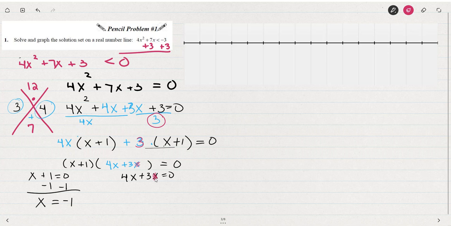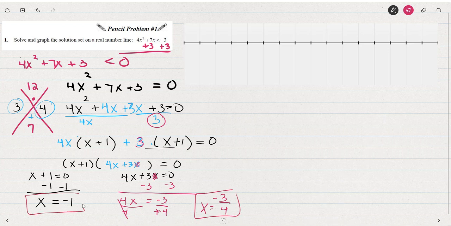equal to 0. And when I set 4x plus 3 to 0, I can solve that by subtracting 3 from both sides. And then I get 4x equals negative 3. Dividing both sides by 4, we'd get x equals negative 3 fourths. So we have, for our related equation, two solutions: x equals negative 1, x equals negative 3 fourths.